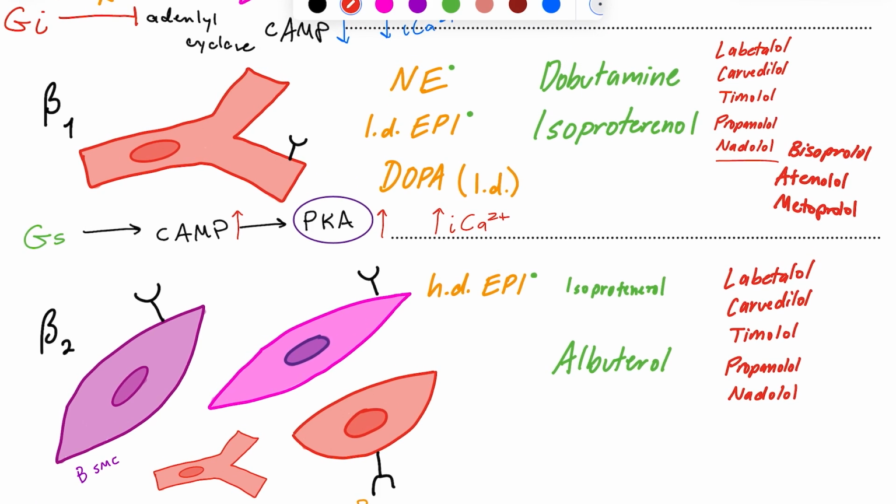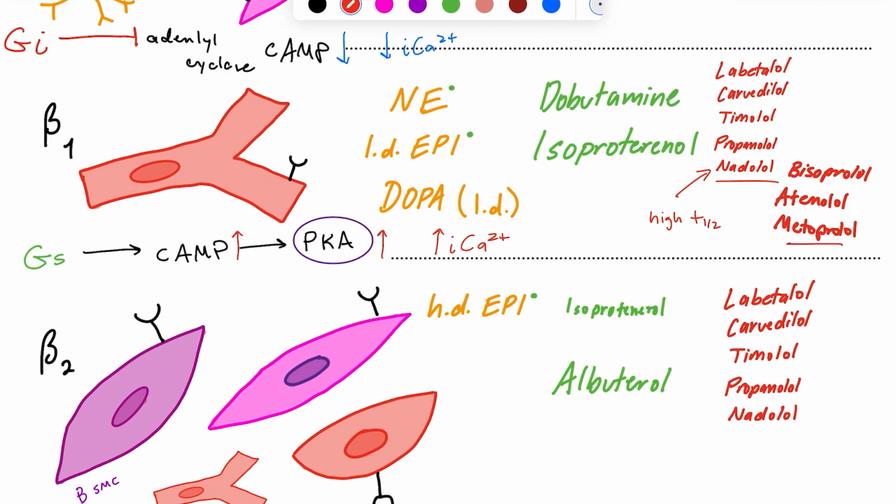One interesting note about the non-selective beta-adrenergic antagonists is that nadolol is going to have a very long half-life, which means it's going to last for a lot longer. So it's a longer acting medication. But over here on the right, bisoprolol, atenolol, and metoprolol are going to be beta-1 specific antagonists.